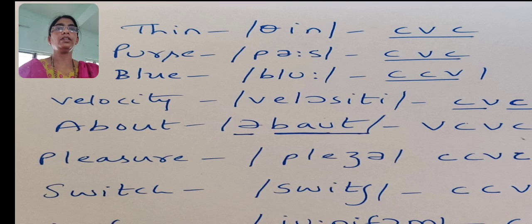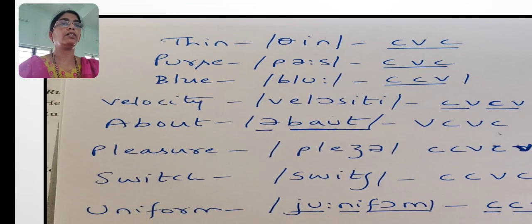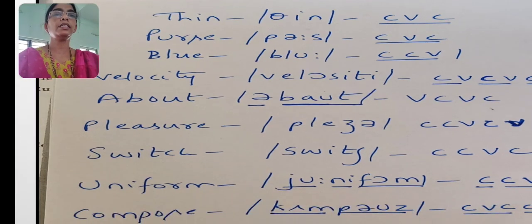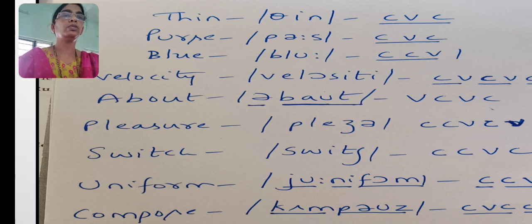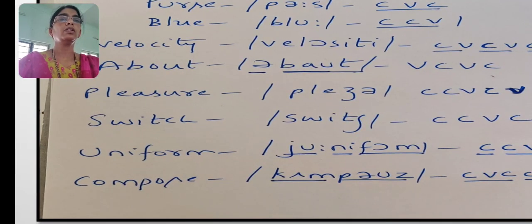Then here we have the other word, purse. When you transcribe it into phonetics, it will be written like this: per, a long vowel sound, and then s. So the first is a consonant, then a vowel sound, and s is again a consonant. So C, V, and C. Then blue: consonant b, consonant l, and the vowel oo sound.